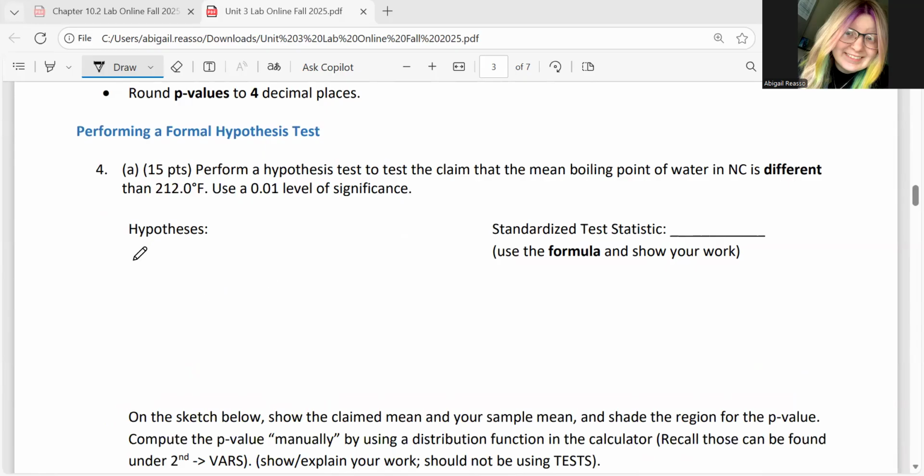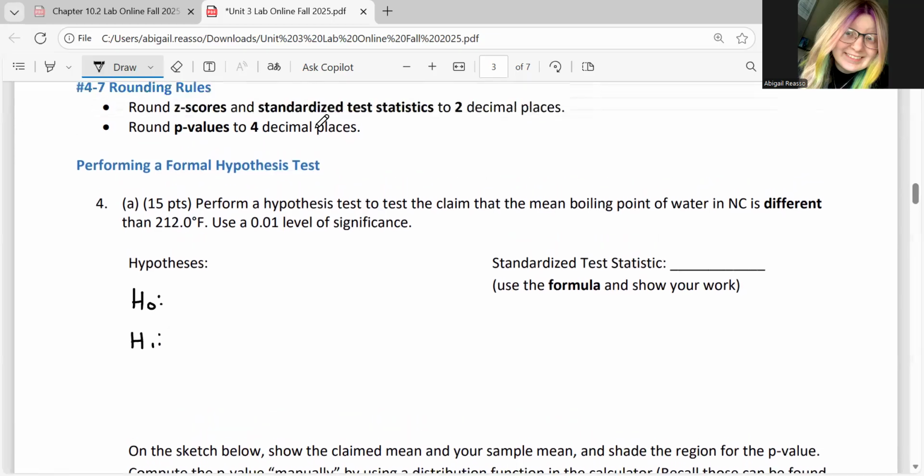Typically, we'll have our null hypothesis and then our alternative hypothesis, and we'll state what those are going to be. And then on this problem, we are using the formula to show our work. So make sure you show your formula here and answer your question up here. Okay, z-scores and standardized test statistics should be 2 decimal places.